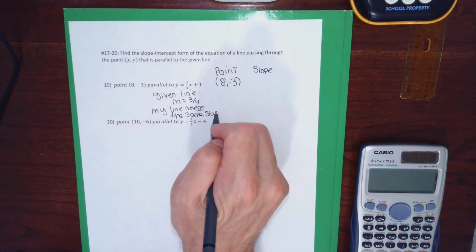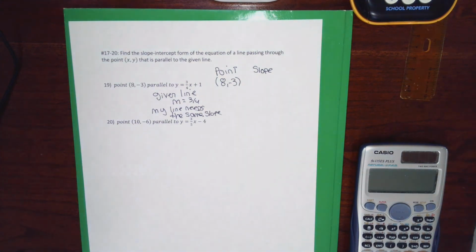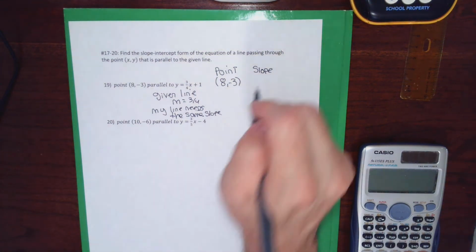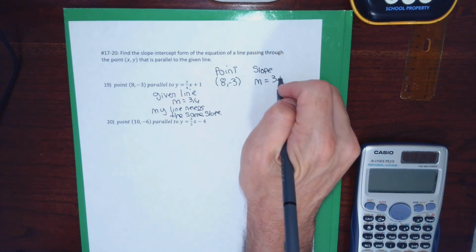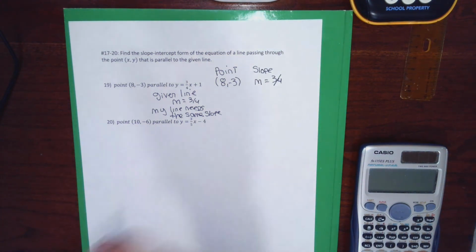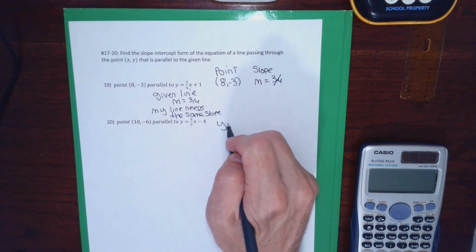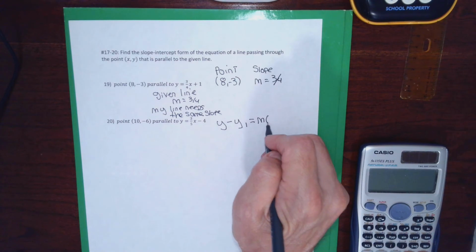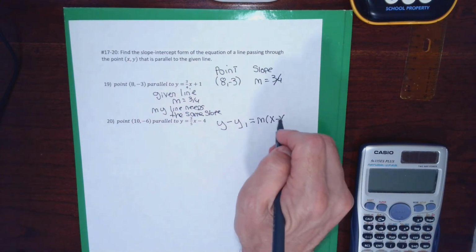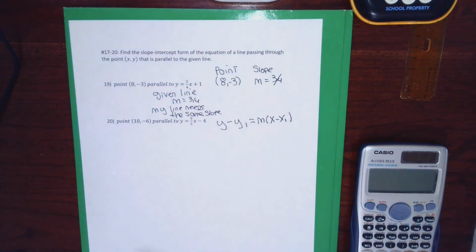Because in order to be parallel, your slope has to be the same. So I had to logic out the slope part of this. Now I'm going to use the y minus y1 equals m times x minus x1. I'll almost never use the y equals mx plus b approach, but you're welcome to use it if you prefer it.